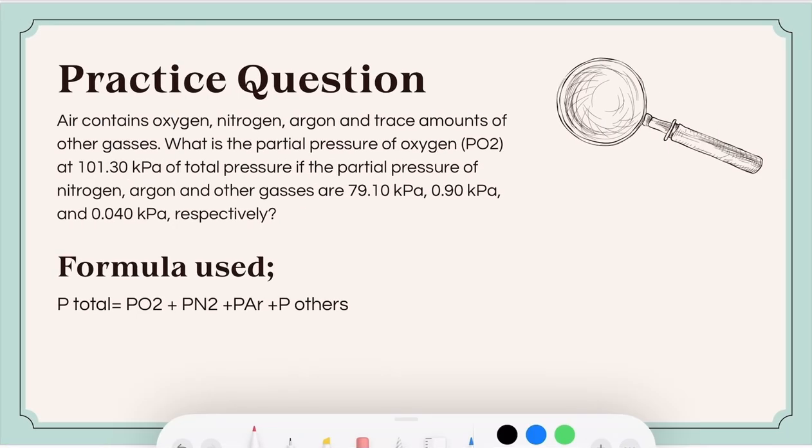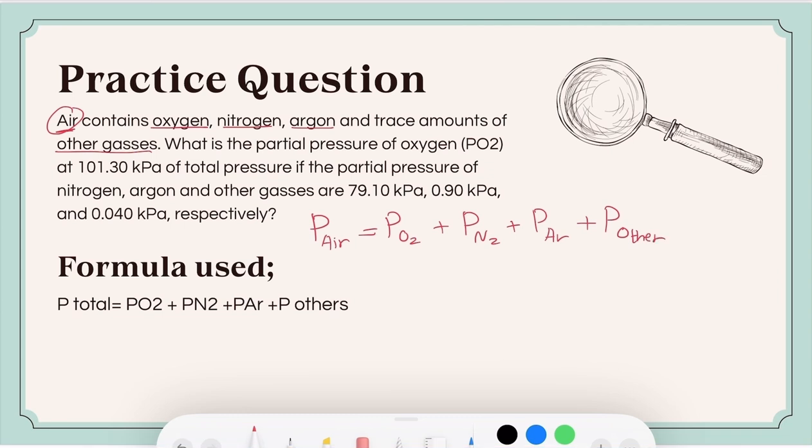Now, this practice question just tests your knowledge of what has been stated before in Dalton's law. Let's read the question and analyze what they want. If it's Dalton's law, then there is going to be P total, which is the P total of air, is equal to, contains oxygen, nitrogen, argon, and trace amounts of other gases. So the total pressure, which is air, contains the partial pressure of oxygen plus partial pressure of nitrogen plus partial pressure of argon plus partial pressure of other gases.